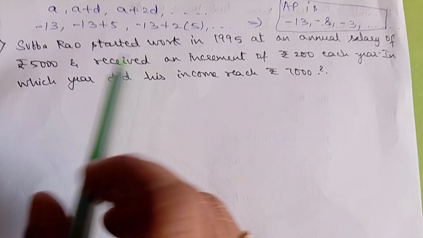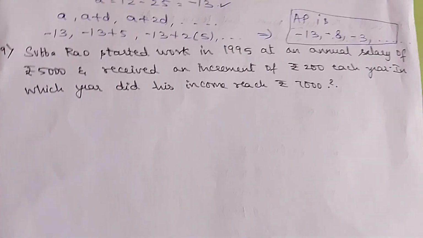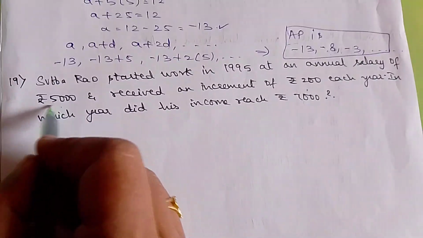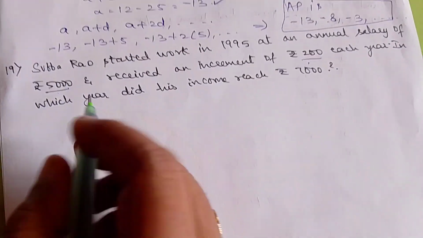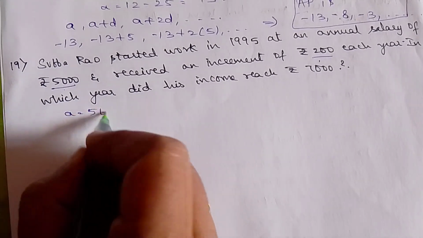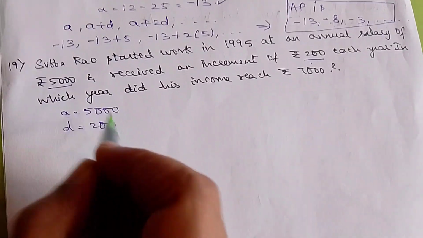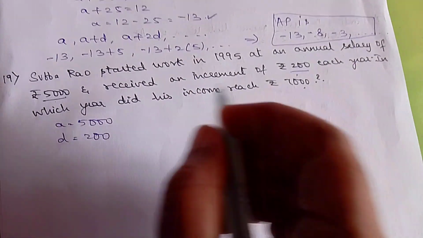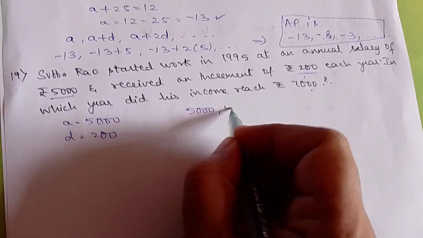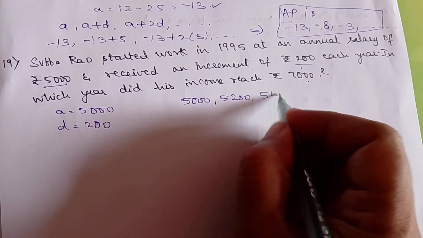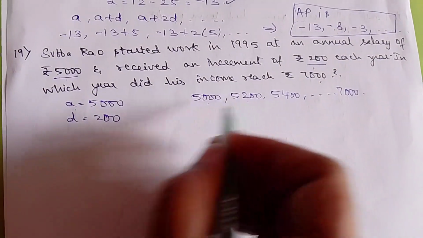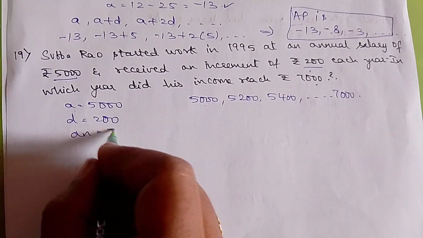So let us go with the given data. So his salary started with rupees 5,000, correct? So 5,000 will be our A. He had an increment of 200 rupees, correct? So this will be our D. So we'll start with this basic info. A is 5,000, D is 200. So it says in which year his salary reaches 7,000. So it means we will form a series as 5,000 plus 200, 5,200 plus 200, 5,400 till 7,000. So clearly A is 5,000, D is 200, AN is our 7,000.